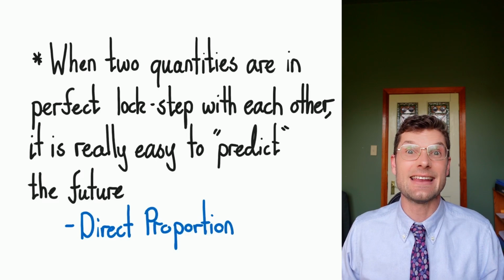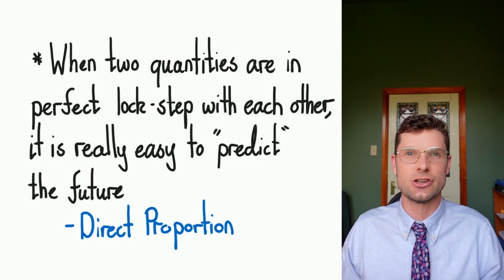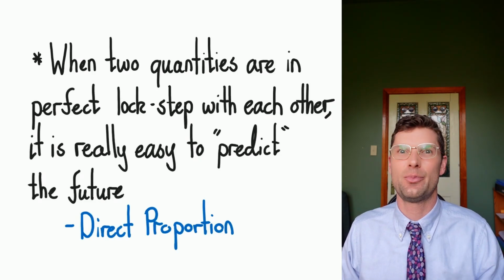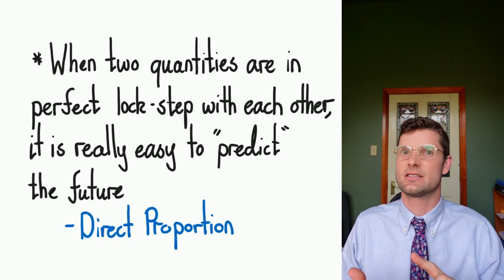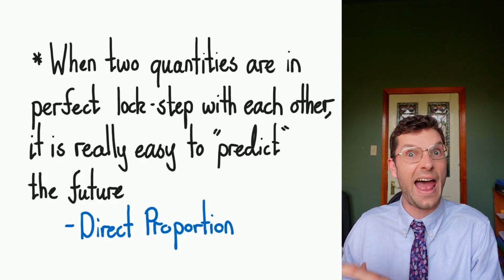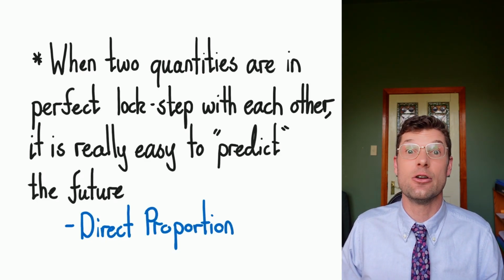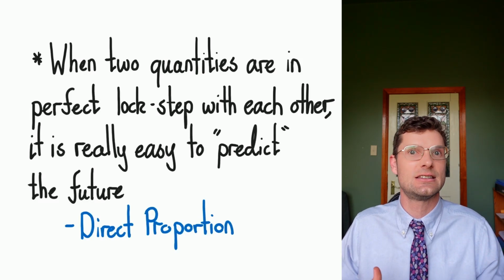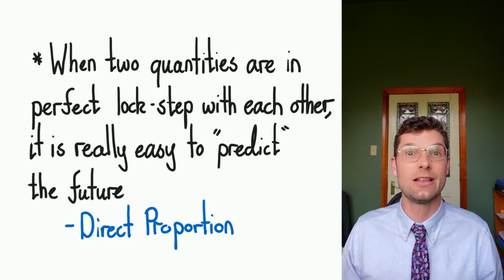So what we're looking at today is when two quantities are in direct proportion, or they're in lockstep with each other, it makes it really easy to predict the future. Things that are usually in lockstep are things like, how much does petrol cost? How much money do you earn when you go to work? You get paid $20 an hour. If you work 3 hours, you make $60. So this idea of lockstep, or changing consistently, means that we can use it to predict the future really easily.